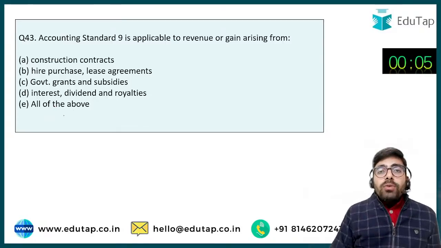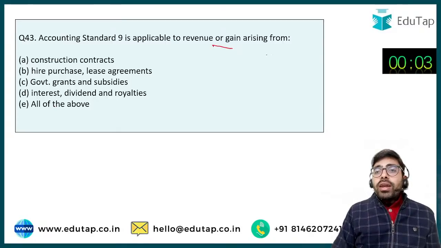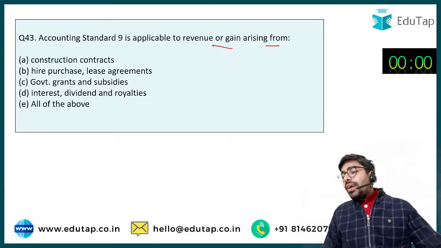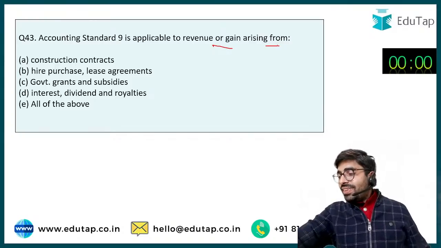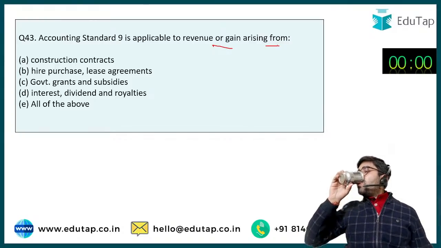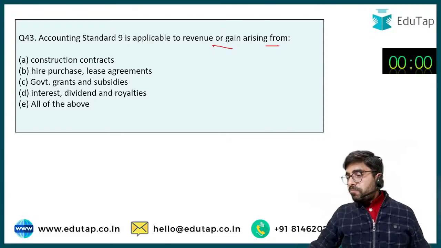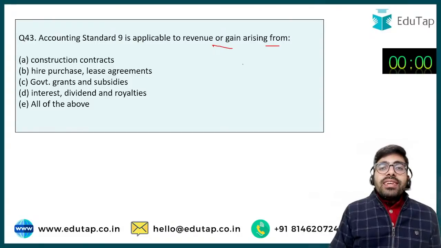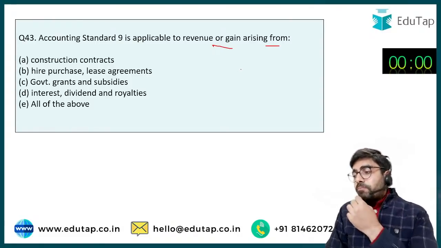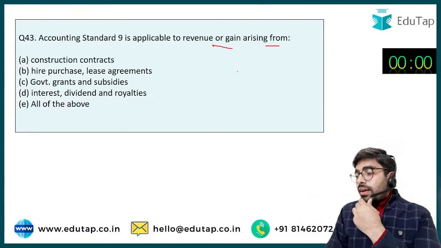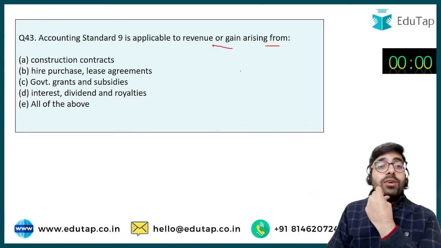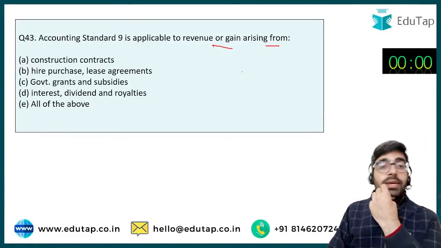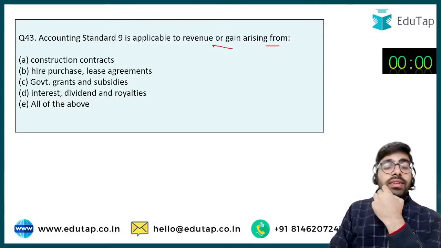Next question. Accounting standard 9 is applicable to revenue or gain arising from. Yes, Ashish, we have taken it from that. Let's see कि किनको याद है अकाउंटिंग स्टैंडर्ड 9 किससे रिलेटेड है, किनको याद है? I am amazed, I am surprised to see कि कोई भी आंसर ऑप्शन ई नहीं दे रहा है. No one is saying option E. Why you are not saying option E? All of these are your incomes.